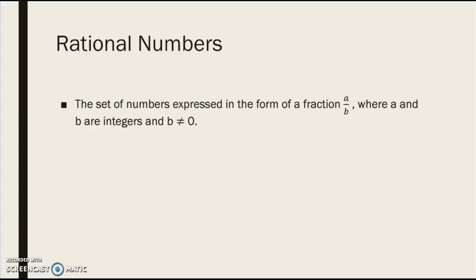So for example, 4 is a rational number. So is 1/2. So is 4/3. Anything that can be written as a fraction is a rational number. Now 4 is technically 4 over 1, so it is also written as a fraction. So any of those numbers is a rational number.